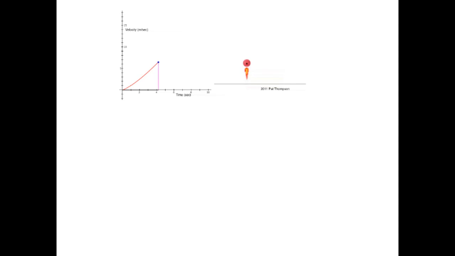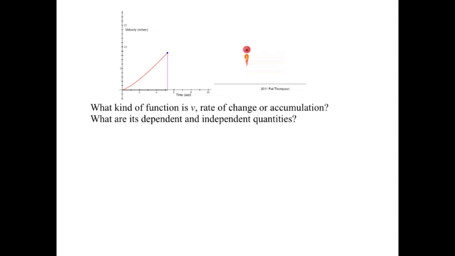Okay, so questions for your table. What kind of function is V? Rate of change or accumulation? Order the dependent and independent quantities.